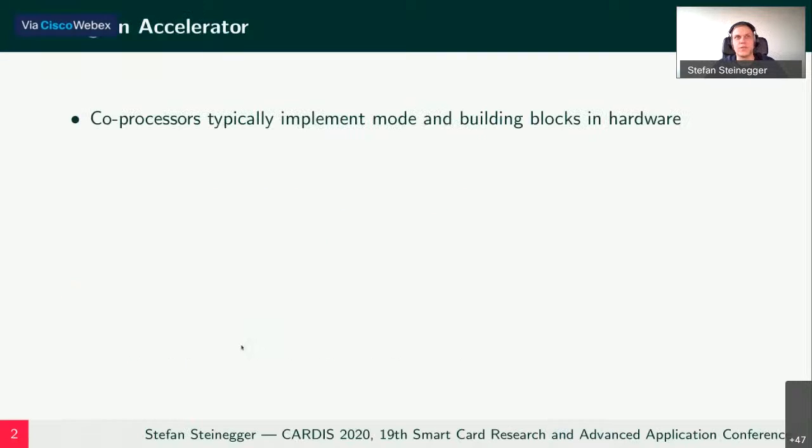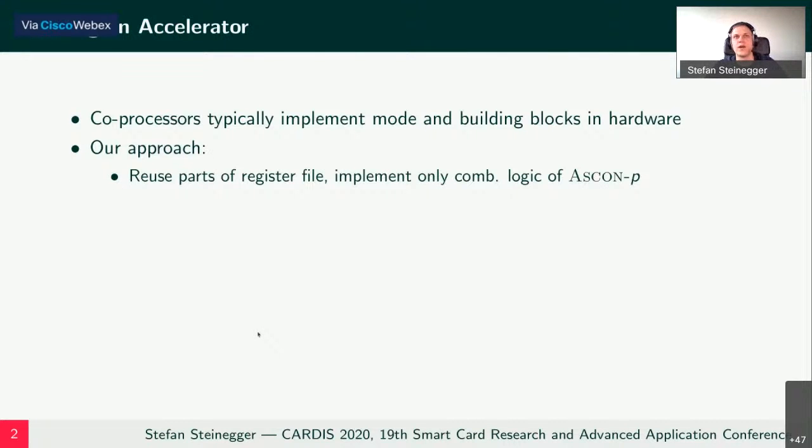So about building the accelerator, coprocessors typically implement the mode and also the primitives or the building blocks they use in hardware. And we chose a different approach here, as we wanted to reuse parts of the register file of a CPU and implement only the combinatorial logic of this ASCON-P permutation function.